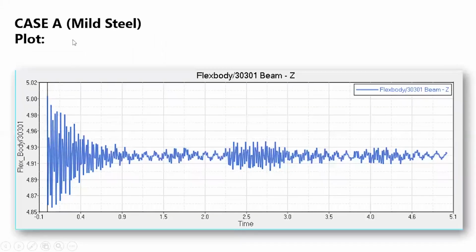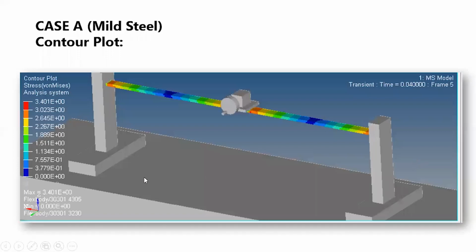For the mild steel case, this is the plot which is obtained. Again, there is some excitation due to the jerking action at the motor's beginning, and then an increase in amplitude, and this is the plot for the amplitude which we get. This is again the contour plot for the mild steel case, and again at the fixed joint locations and near the mount plate, we get the maximum von Mises stress.